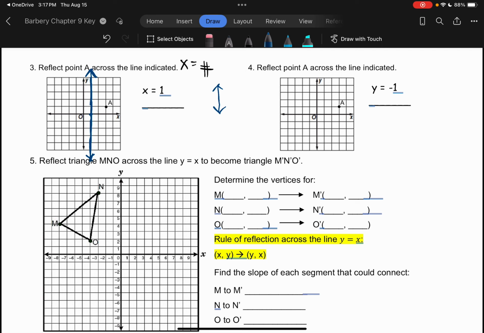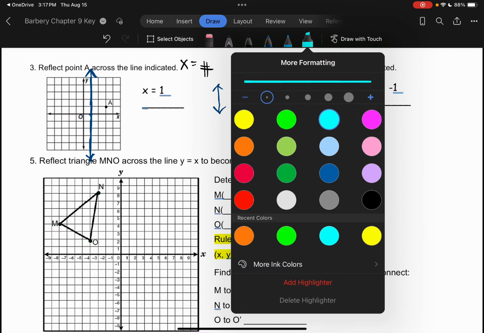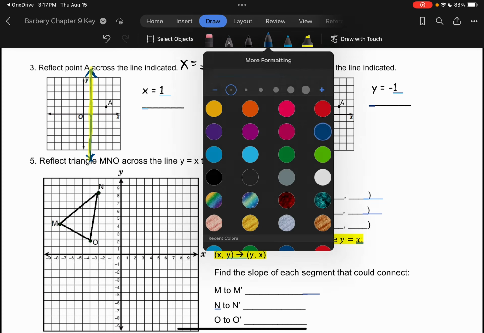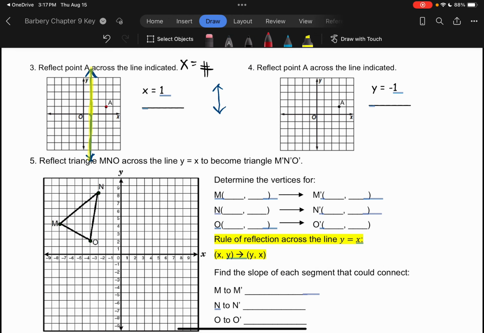So for this one, we don't really have a rule for x equals 1, but that represents our line of reflection. They want us to reflect point A across that line. So point A is right here. If you count, it is 1, 2 away. So when I reflect it, 1, 2 away. That's going to be A prime. And the coordinates of A prime is, remember now, this right here is where we started. That's the origin. So your coordinates are going to be -1, comma 1.